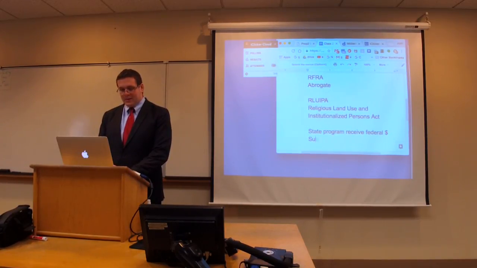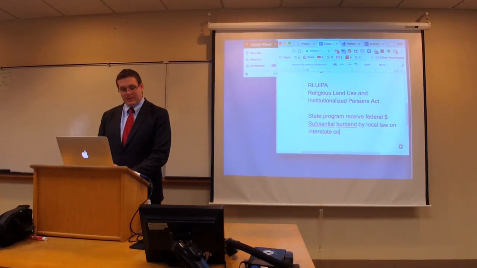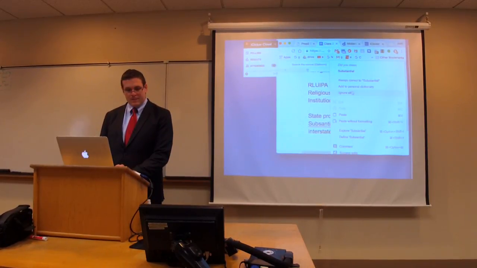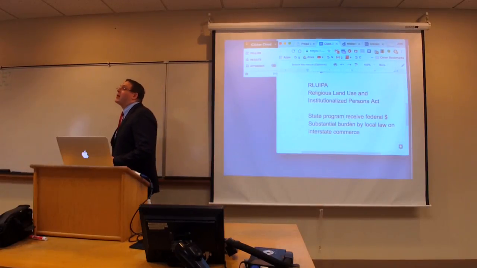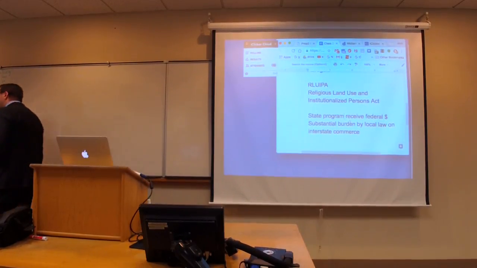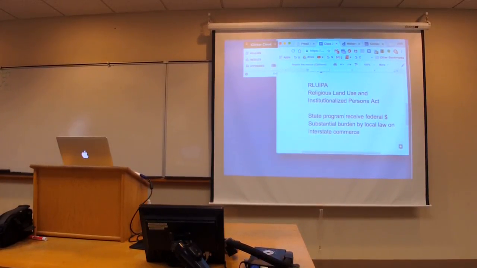Second, if there's a substantial burden by the local law on interstate commerce. Okay? This is the Commerce Clause, right? If the state engages in some activity that has a substantial effect on commerce, then you're bound by RLUIPA. So what Congress is trying to do here is target things it can get at directly that don't affect the state's sovereign immunity.